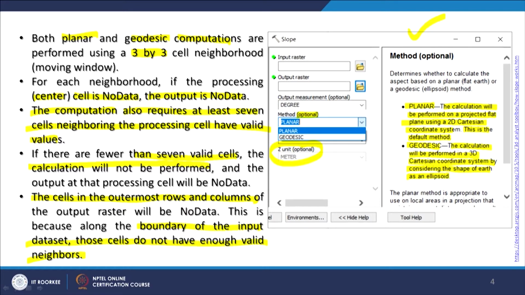You require at least 7. If one cell has no data, it is fine, but in the corners or on the margins of your input digital elevation model, more than 7 cells will not have data, and therefore the calculation is not done. So, your output would be reduced by at least 2 cells by 2 cells on the borders. This you have to remember, one cell thick on all sides. It is a kind of border it will create with no data.